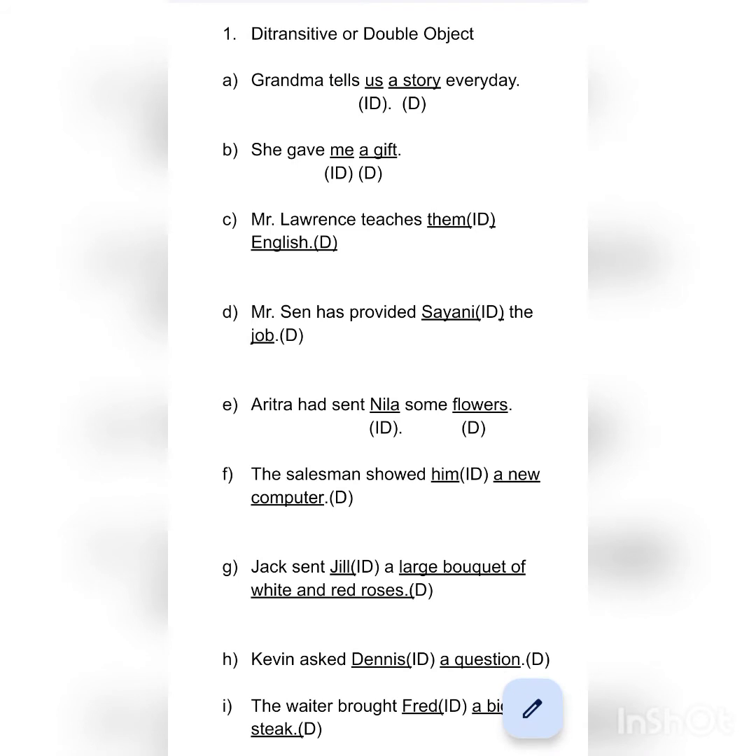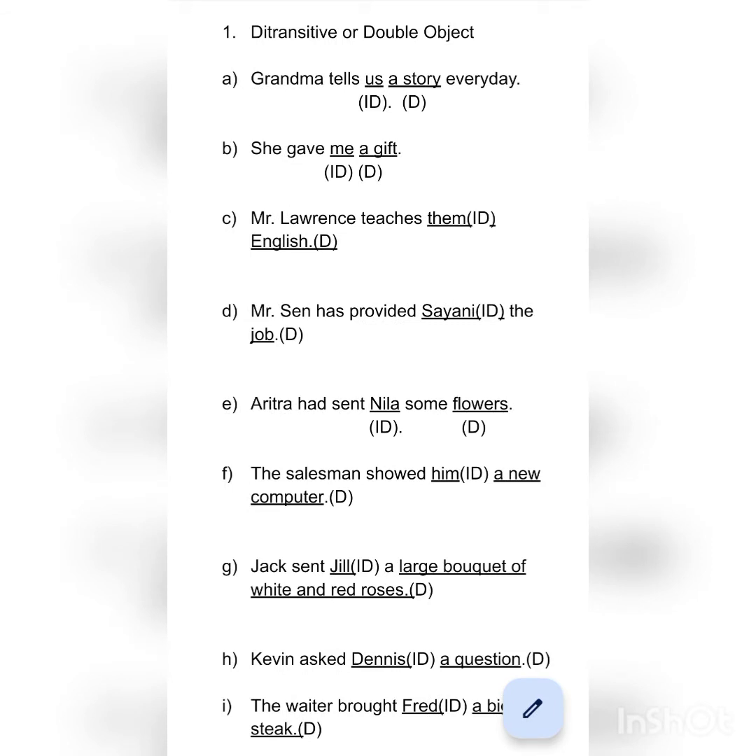So look, ditransitive again means there will be two objects, right? Double object will be there. So one object is a direct object, and the other is an indirect object. Now what's a direct object? Well, if we ask the verb the question what, the answer we get, that is the direct object of that sentence.